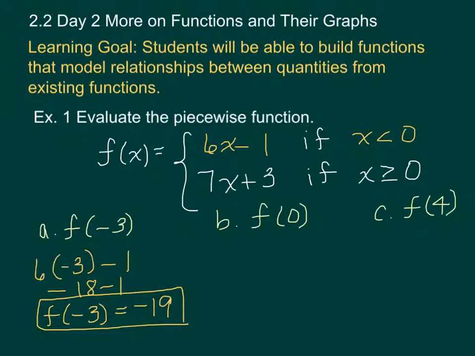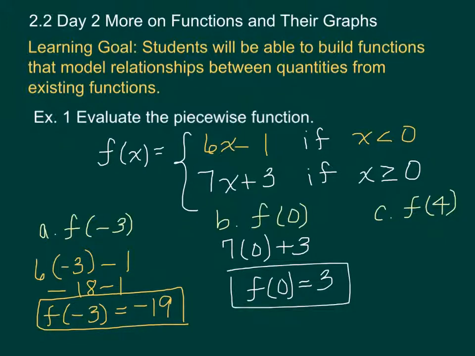The second x value they want us to evaluate is when x is 0, which would be your second equation. So I'm going to use the white chalk, and you plug x into the second equation. And you'll just get 0 plus 3, which is 3. So f of 0 is 3. And we're not solving for f. We're just finding the output given the specific input. 4 is also greater than or equal to 0. So I'm going to here again use the second equation. So 28 plus 3 is 31.